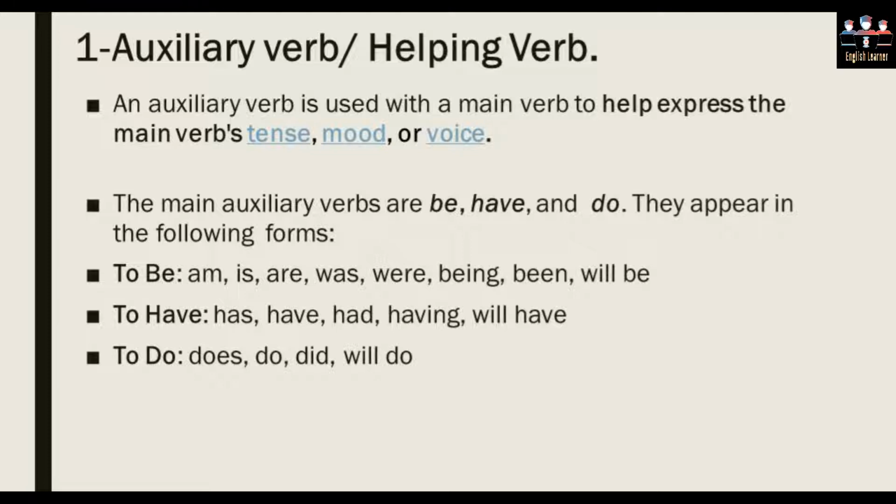To be will appear as am, is, are, was, were, being, been, will be. Whereas to have will appear as has, have, had, having, will have. To do will appear as does, do, did, will do.